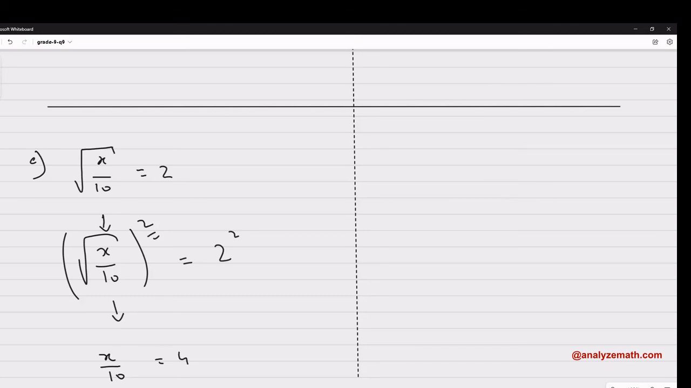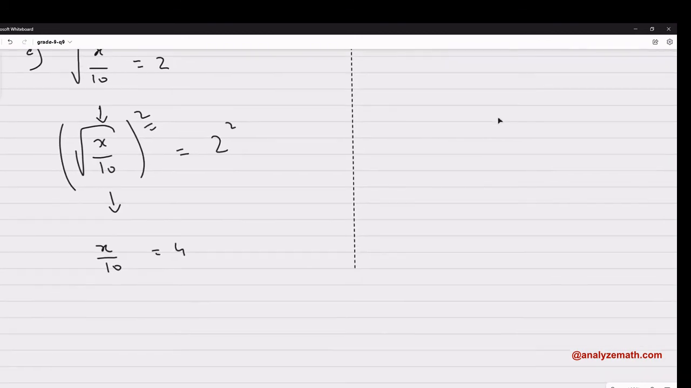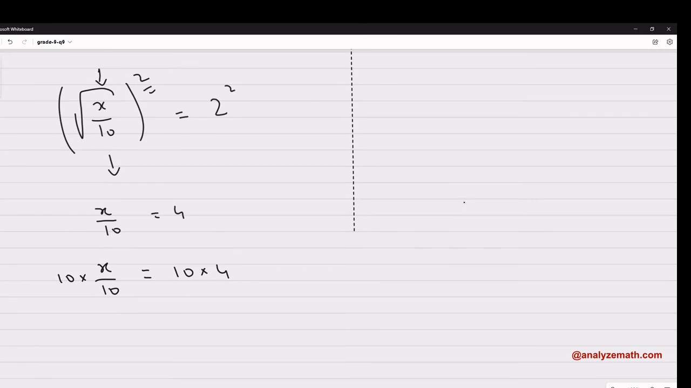That gives me 4. And then here, I multiply by 10 both sides, because I have x over 10, so I need to multiply by 10 on this side. And of course, I do the same thing here. Now simplify: 10 over 10 gives me 1. 1x is x, equal to 40. So this is the solution of the equation in part C.